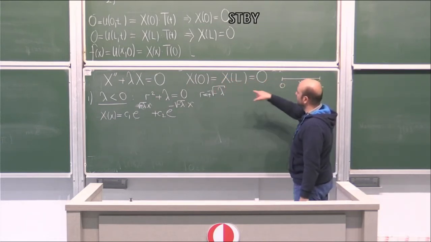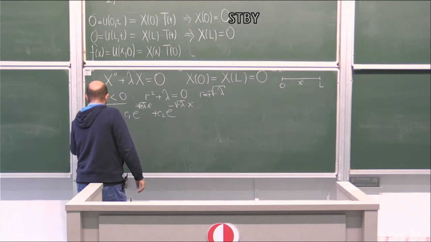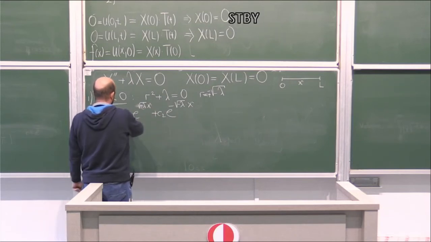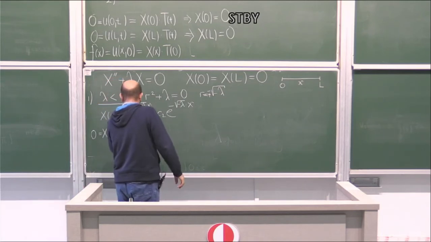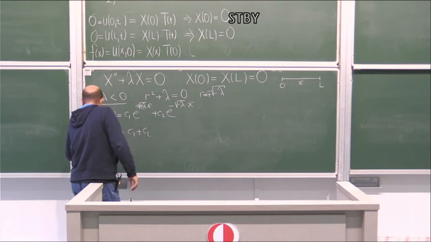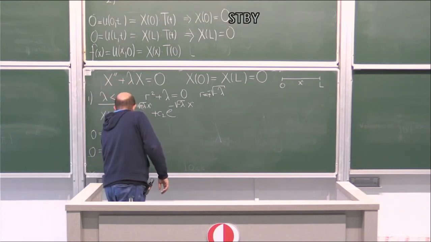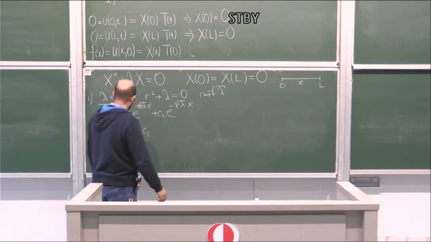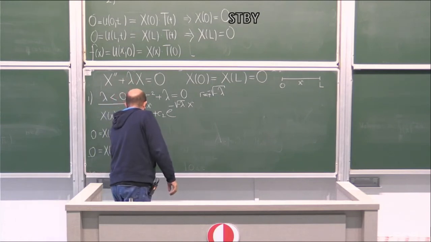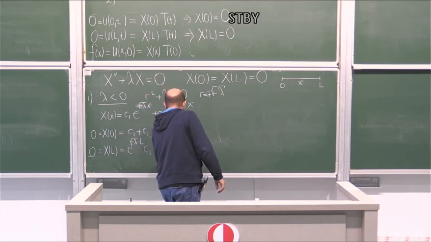Now let's check the boundary conditions. So X of 0 must be 0. So if you plug in 0 here, e to the 0 is 1, e to the 0 is 1, so we have c1 plus c2. Now, second thing, X of L must be 0. So if you plug in L, we have the following: e to the square root of negative lambda times L times c1, plus e to the minus square root of minus lambda times L times c2.